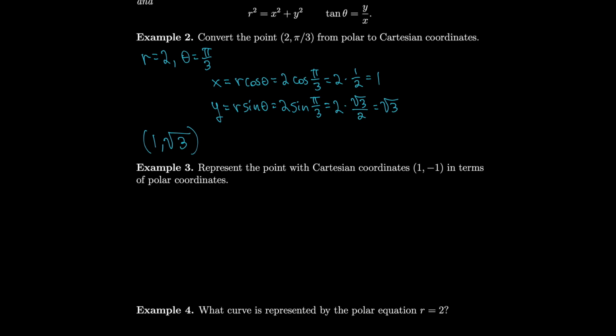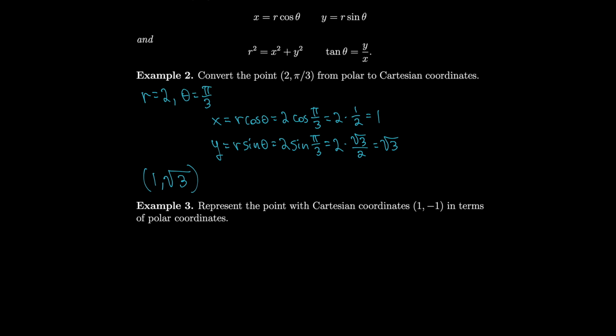If we want to represent the point with Cartesian coordinates 1, minus 1, then that's slightly more tricky because we have to make some choices. So how about we choose r to be positive? We saw that we could do it with negative r, but just to make things a little simpler. So r is the square root of x squared plus y squared, because r squared equals x squared plus y squared, and r is positive. So that would be the square root of 1 squared plus minus 1 squared, which is the square root of 2.